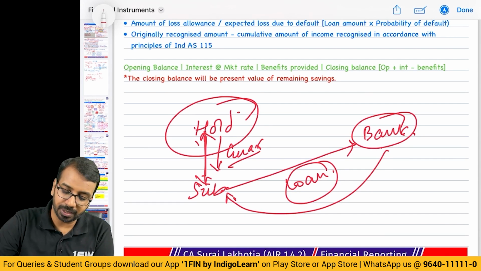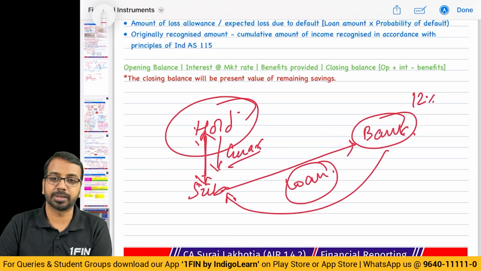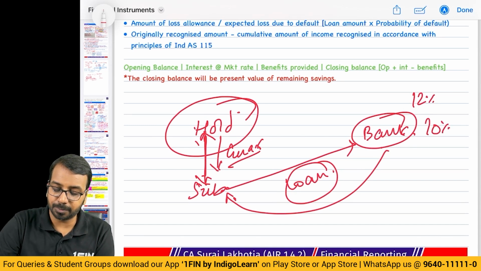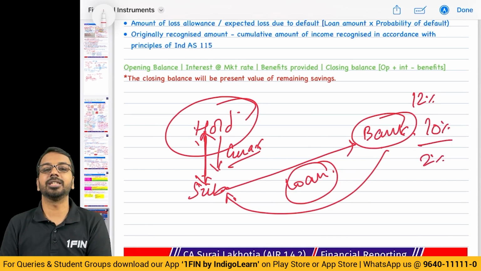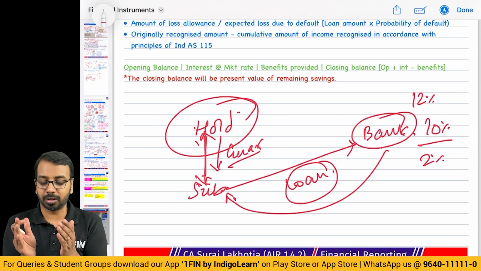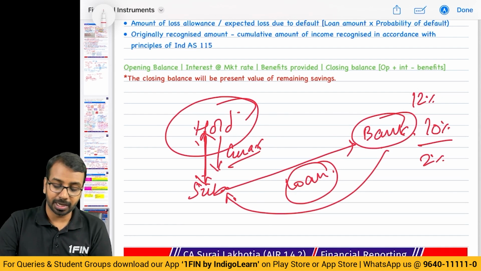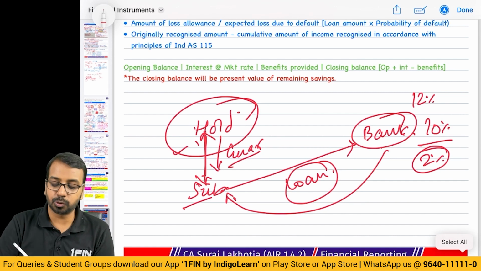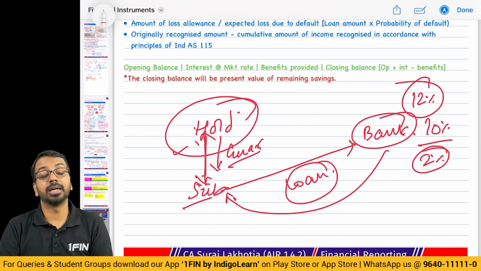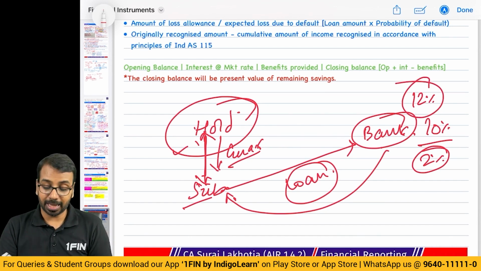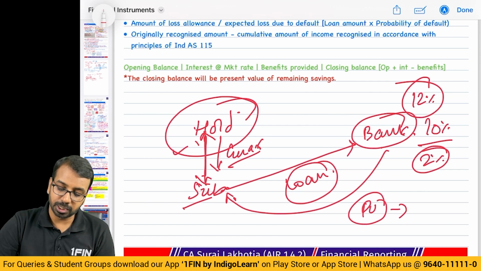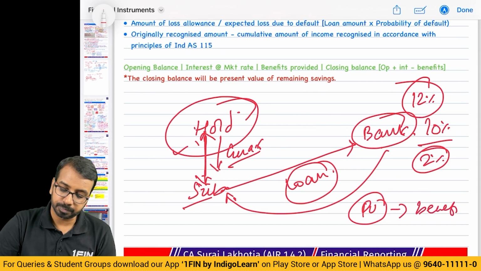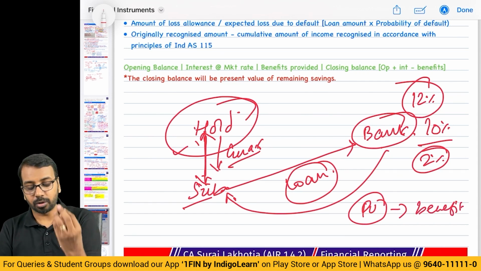Now, what is the benefit? Let us say without guarantee, the rate is 12%. And with guarantee, the rate is 10%. The savings of 2% is the guarantee amount or the benefit that has been provided by the holding company to the subsidiary company. How do we value that? Whatever is this 2%, you will discount that at the market rate, that is 12%, and then you will get to the present value.